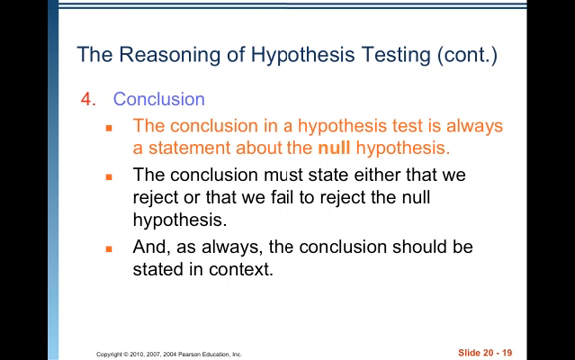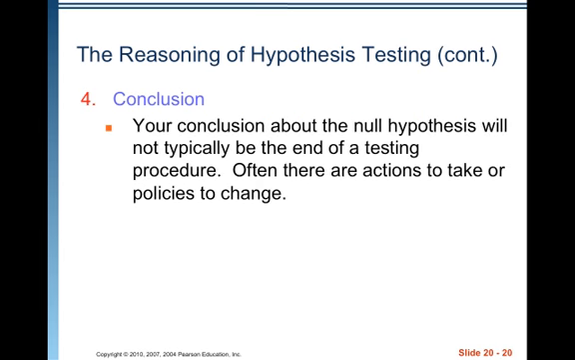All right, the last part of our hypothesis test is the conclusion. The conclusion in a hypothesis test is always a statement about the null hypothesis, okay? Always about the null. We either reject it or we fail to reject it, okay? So the conclusion must state either that we reject or that we fail to reject the null hypothesis. And as always, the conclusion should be stated in context.